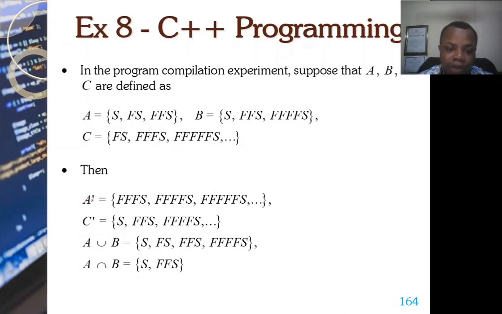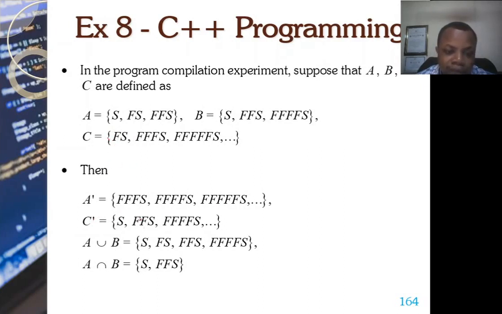Suppose that we are looking for A complement. A complement will be all the sets that were not found in A. And remember, once it comes to C++ compilation, you could have an infinite number of outcomes, because it could be that someone will run even more than 50 times before he gets the whole code right. So we have so many. The same thing applies to the C complement. Now with the C complement, we don't have S in here. That is achieving a success for the first time. We don't have it here.